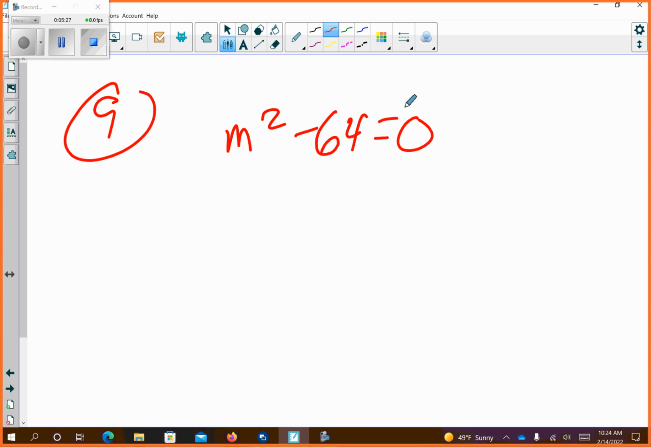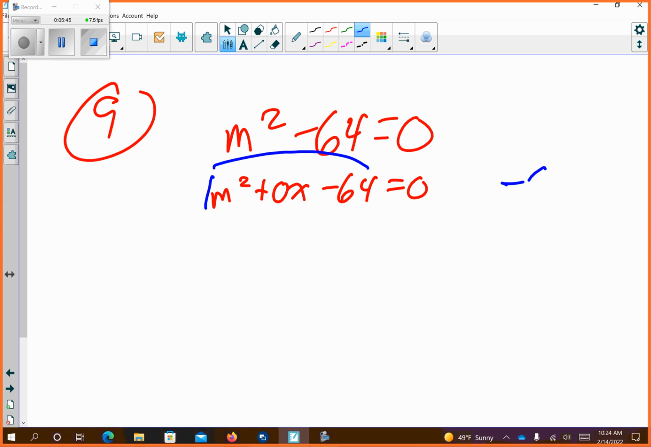Okay, number 9. We don't have the m term, right? So I'm going to put a 0m in there. Agree? So I'm going to multiply that. I know I'm going to get 1 positive, 1 negative. In order to get that 0, what do you know about the two signs, or the two numbers?